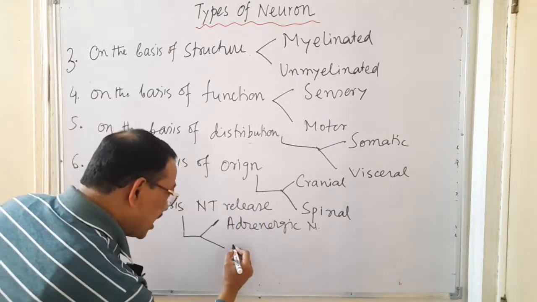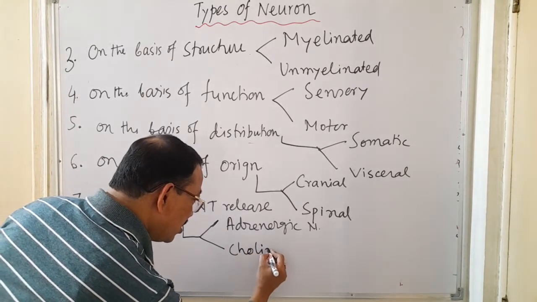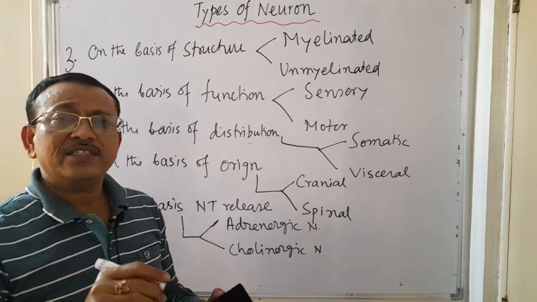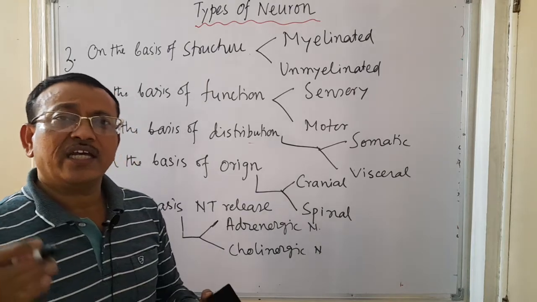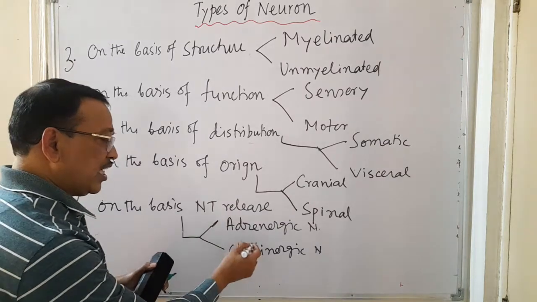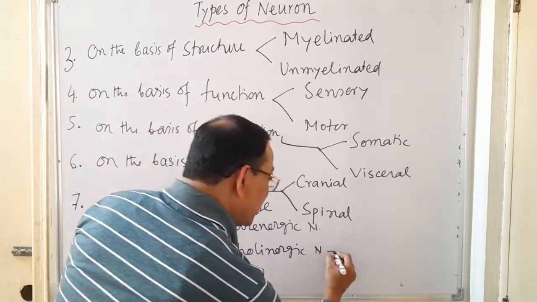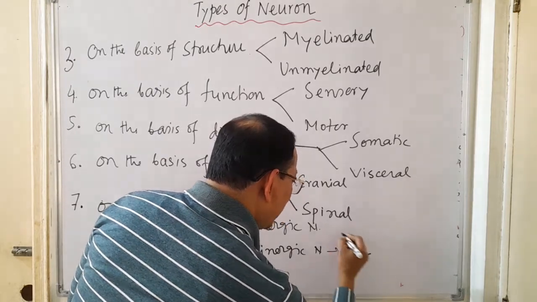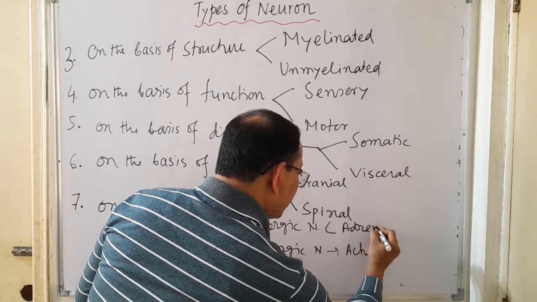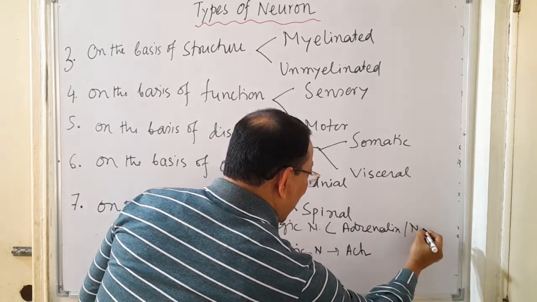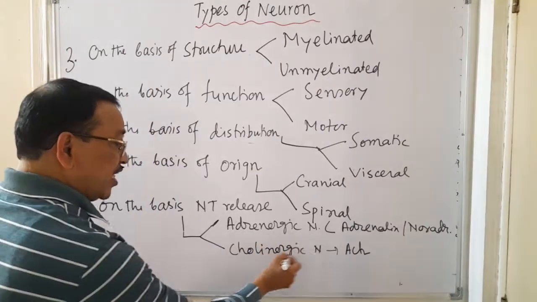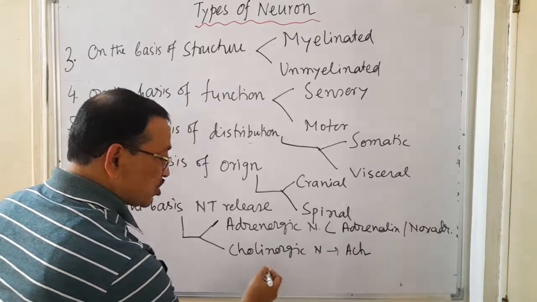And the second one is known as the cholinergic neurons. Some of the neurons release acetylcholine at their terminal end, at their action terminal, and those neurons are thereby known as cholinergic neurons, as they release the chemical substance acetylcholine. So those which release adrenaline or noradrenaline are known as adrenergic, and those which release acetylcholine are known as cholinergic.